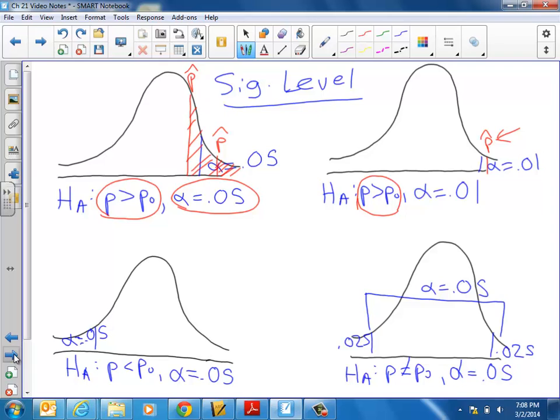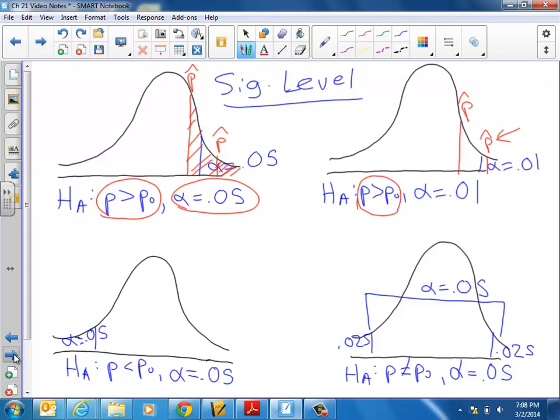So again, if your p-hat falls to the left, that would mean that you would fail to reject the null hypothesis. So again, you're checking with the significance level, you're checking your p-value against that predetermined alpha value, that predetermined significance level. If your p-value falls at or below that alpha value, you reject the null hypothesis. If your p-value falls above that alpha value, then you fail to reject the null hypothesis.